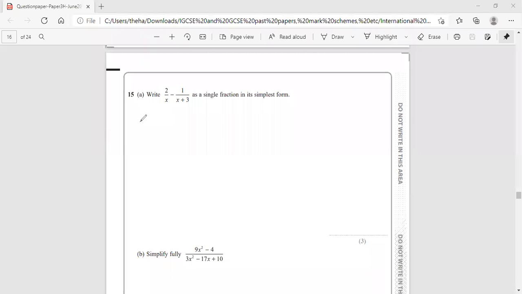So a over b. In this case, a is 2 and b is x, but this works for any fractions like these. So a over b minus d over c, we're just representing the numbers as letters, equals ad minus bc over bd. So that is our rule. And this is how we write it as a single fraction, and then we cancel down to get it into its simplest form. So let's do that.